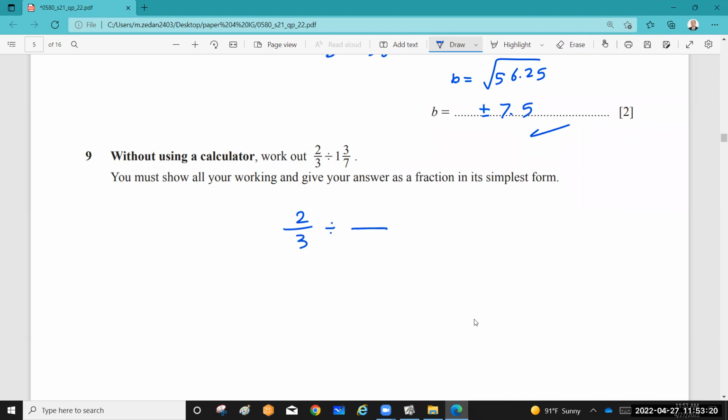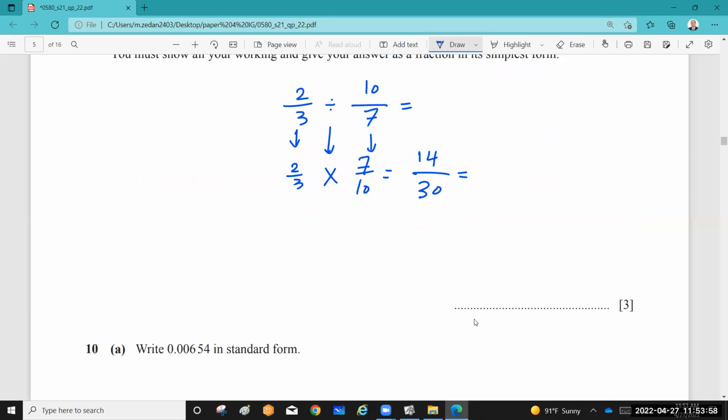Without using a calculator, work out 2/3 divided by 1 and 3/7. This is a very simple question. Convert 1 and 3/7 to an improper fraction: 1 times 7 is 7, 7 plus 3 is 10, so it's 10/7. So the question now is 2/3 divided by 10/7. Keep 2/3, flip the division to multiply, and change 10/7 to 7/10. So 2 times 7 is 14 over 3 times 10, 30. So the answer is 14/30. You can simplify, of course, by dividing by 2 up and down. You will get 7/15.